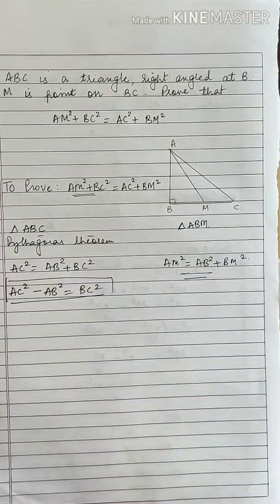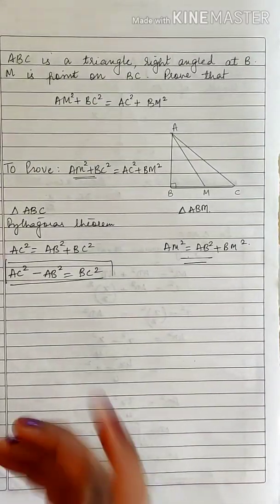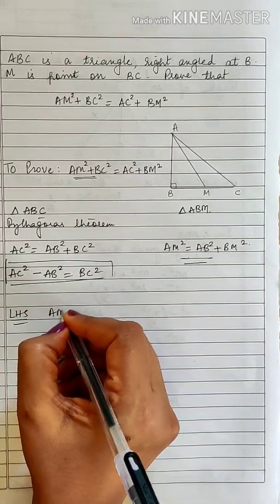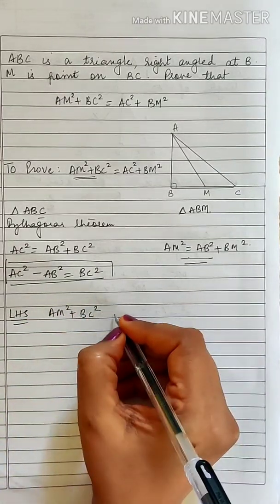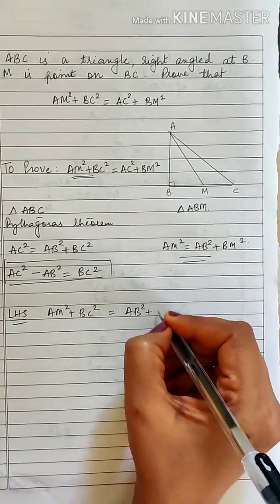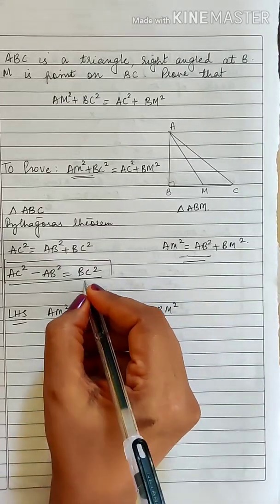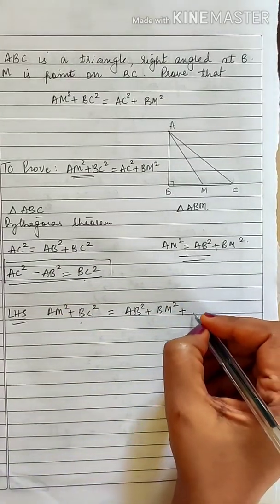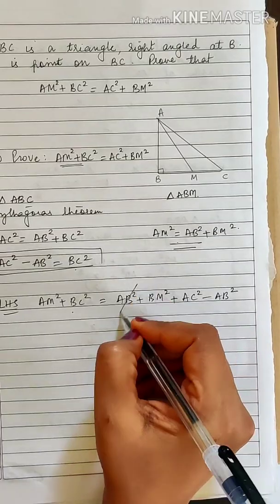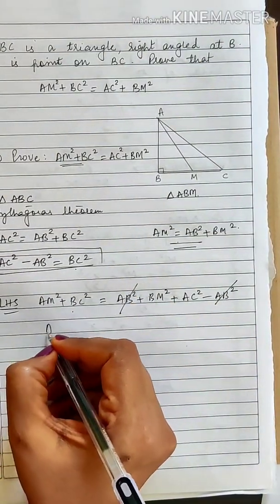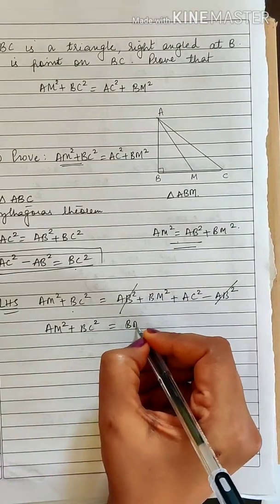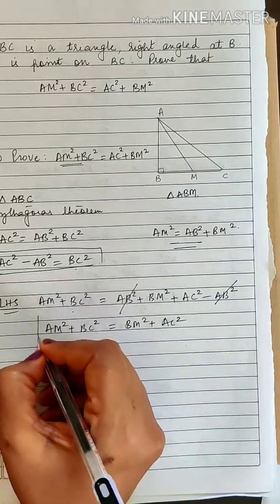Next, you want AM square. Here we have AM square is equal to AB square plus BM square. Now take the LHS, which is AM square plus BC square. Now substitute the value of AM square. It is AB square plus BM square. Substitute the value of BC square. You get AC square minus AB square. Now AB square and minus AB square get cancelled. You get AM square plus BC square is equal to BM square plus AC square. Hence proved.